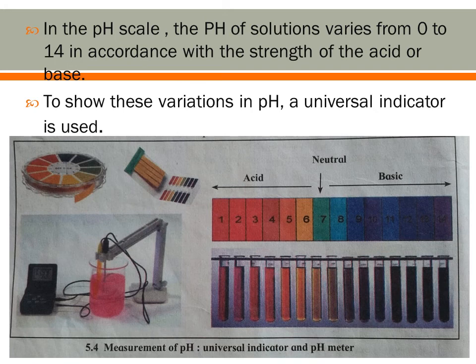In the pH scale, the pH of solutions varies from 0 to 14 as we have seen, depending upon the strength of the acid or base. Now to show these variations in pH, a universal indicator is used. Here the universal indicator is nothing but our pH paper, which you can see in the diagram given below. pH meter is an instrument which is used to identify the pH of the solution. That is also given in the diagram.